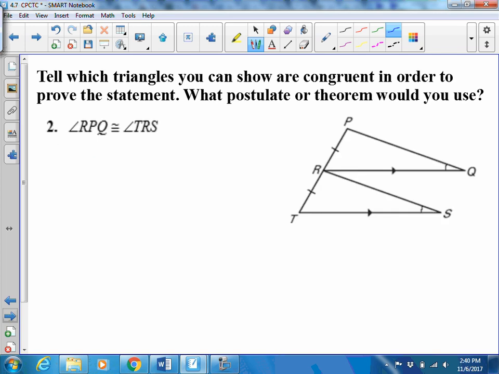Okay, let's do the next one. What I'd like you to do is maybe read the directions and pause the video and try to do this next example, and then come back in and we can check answers.